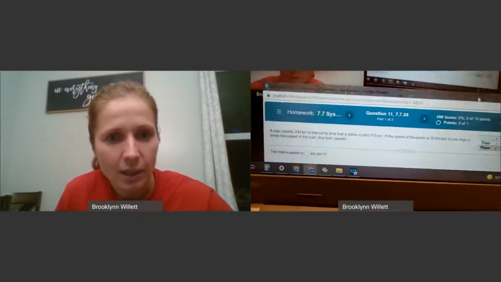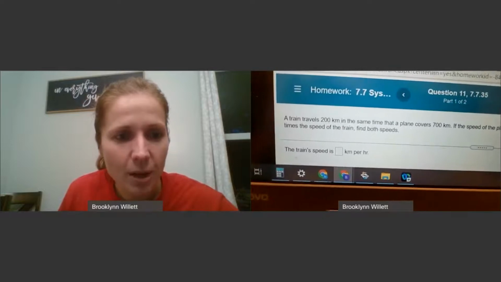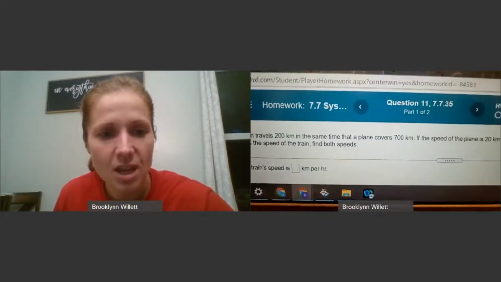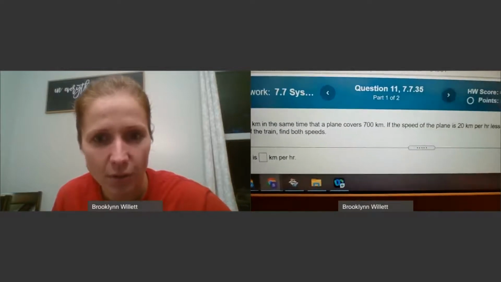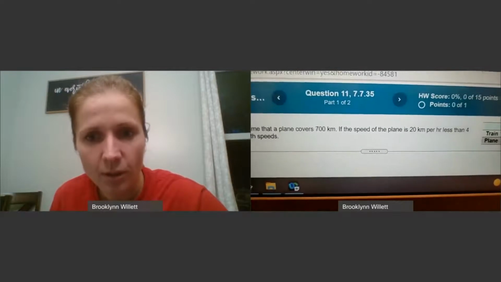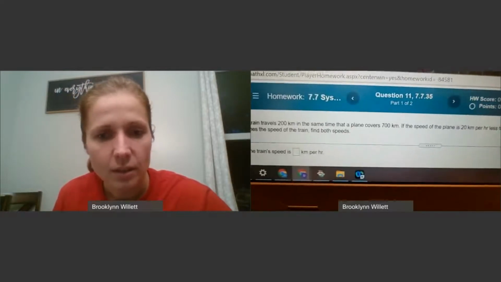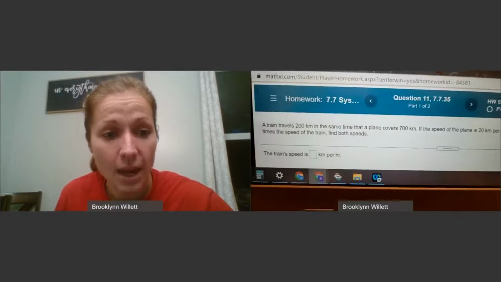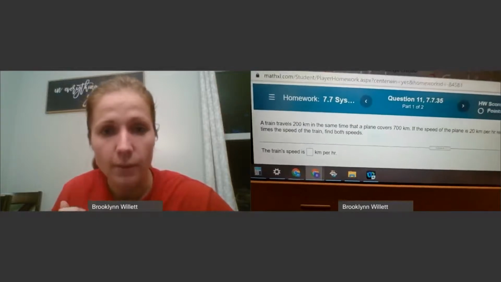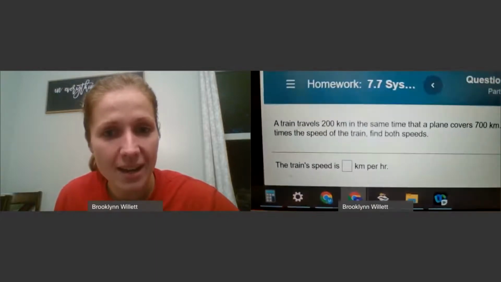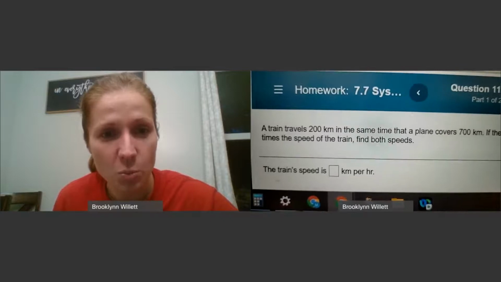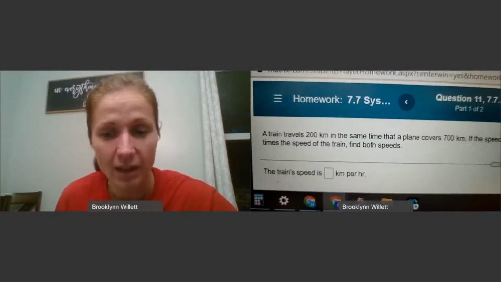All right, so the problem says a train travels 200 kilometers in the same time that a plane covers 700 kilometers. The speed of the plane is 20 kilometers per hour less than 4 times the speed of the train. They want us to find both speeds. So the goal of the problem is to find speed. And obviously, when they say both speeds, they mean the speed of the train and the speed of the plane.